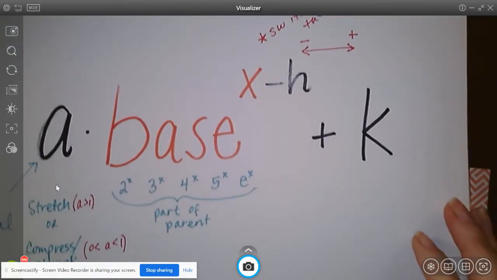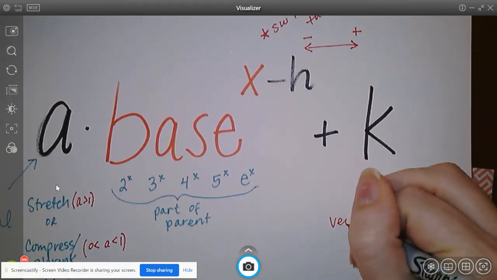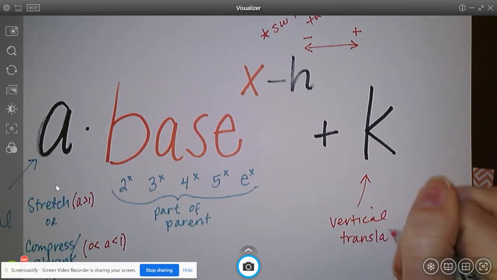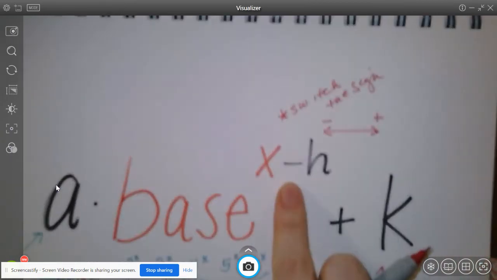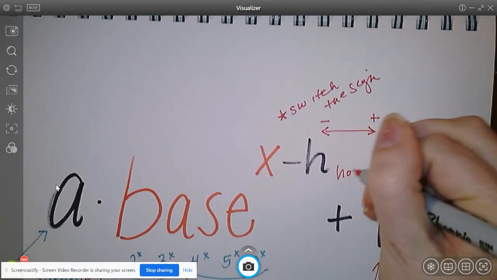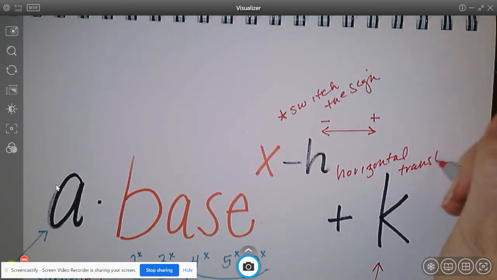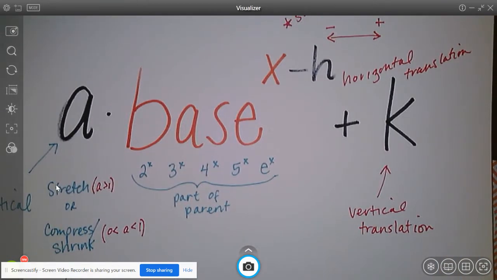And then there's our old friend k. And this is a vertical translation. So I wanted to make sure I use that word because I think Big Ideas uses that translation. So this one is a horizontal translation, and the k is a vertical translation. So if you recall, k goes up and down. So if it's positive, it's going to shift it up. And if it's negative, it's going to shift it down.